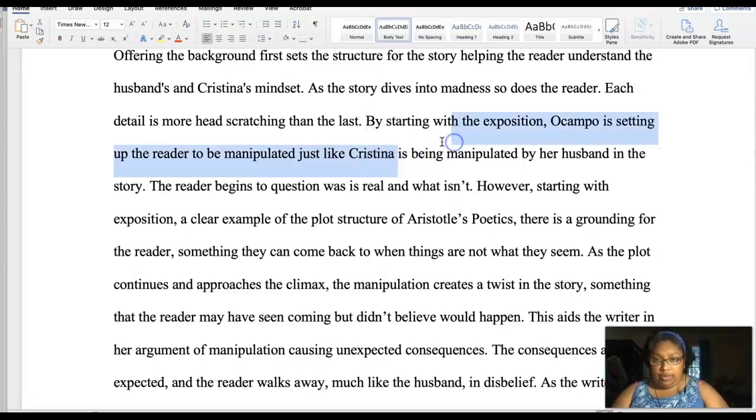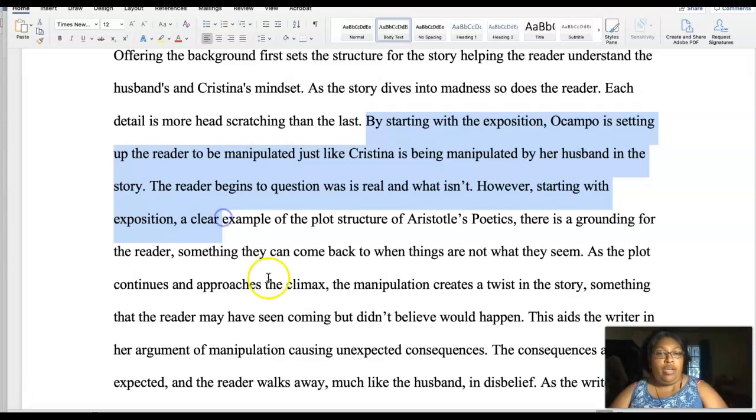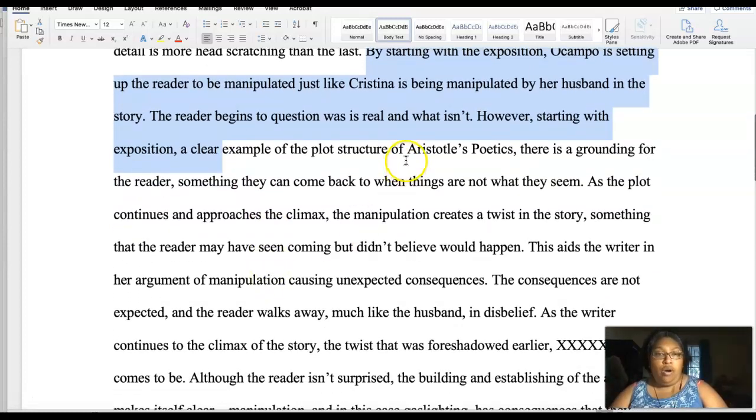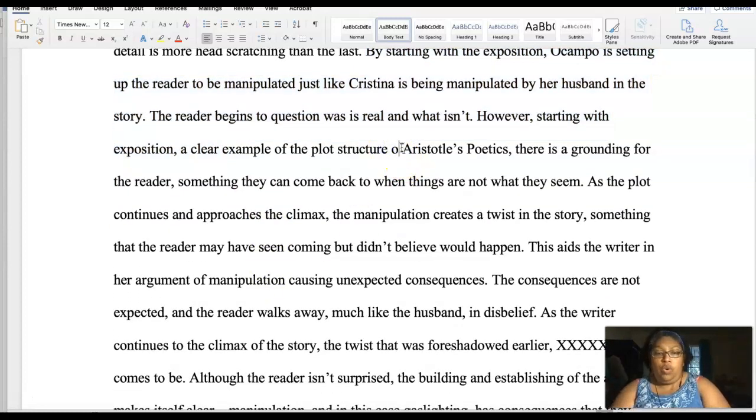By starting with exposition, Ocampo is setting up the reader to be manipulated, just like Christina is being manipulated by her husband in the story. The reader begins to question what is real and what isn't. However, starting with exposition, a clear example of the plot structure, or Aristotle's Poetics, there is a grounding for the reader, something that they come back to when things are not what they seem.